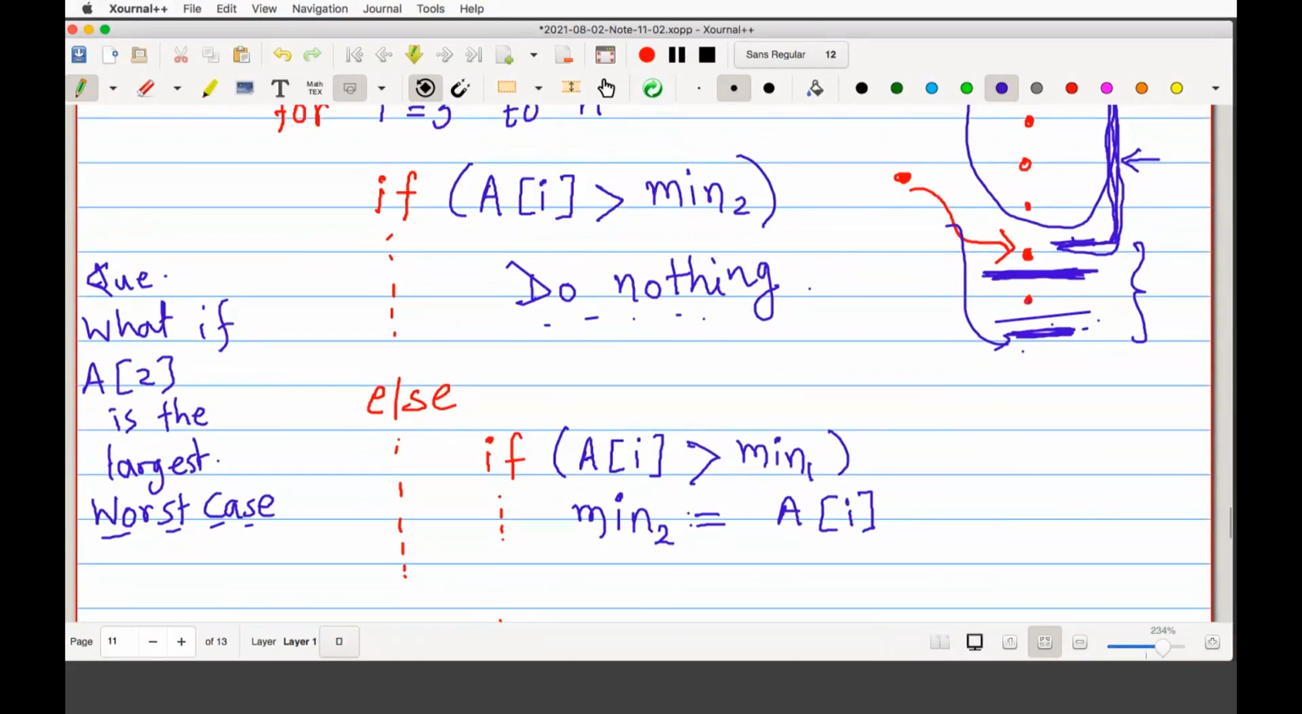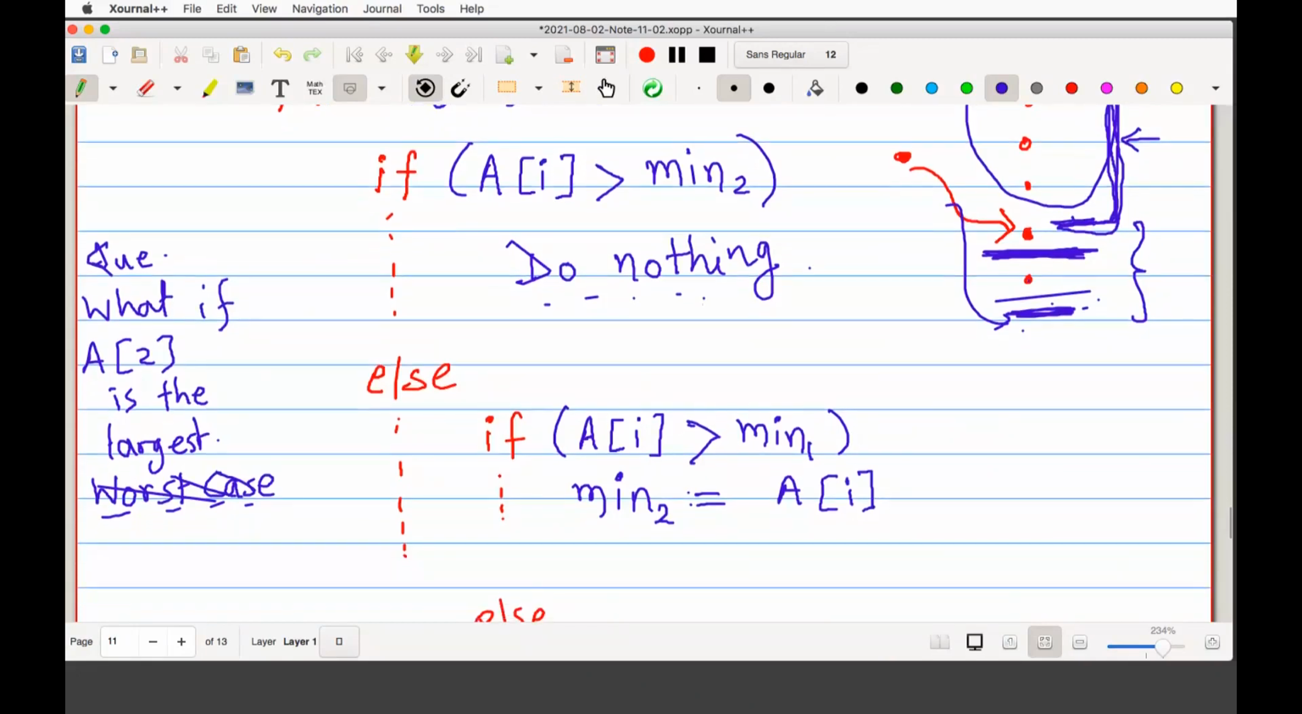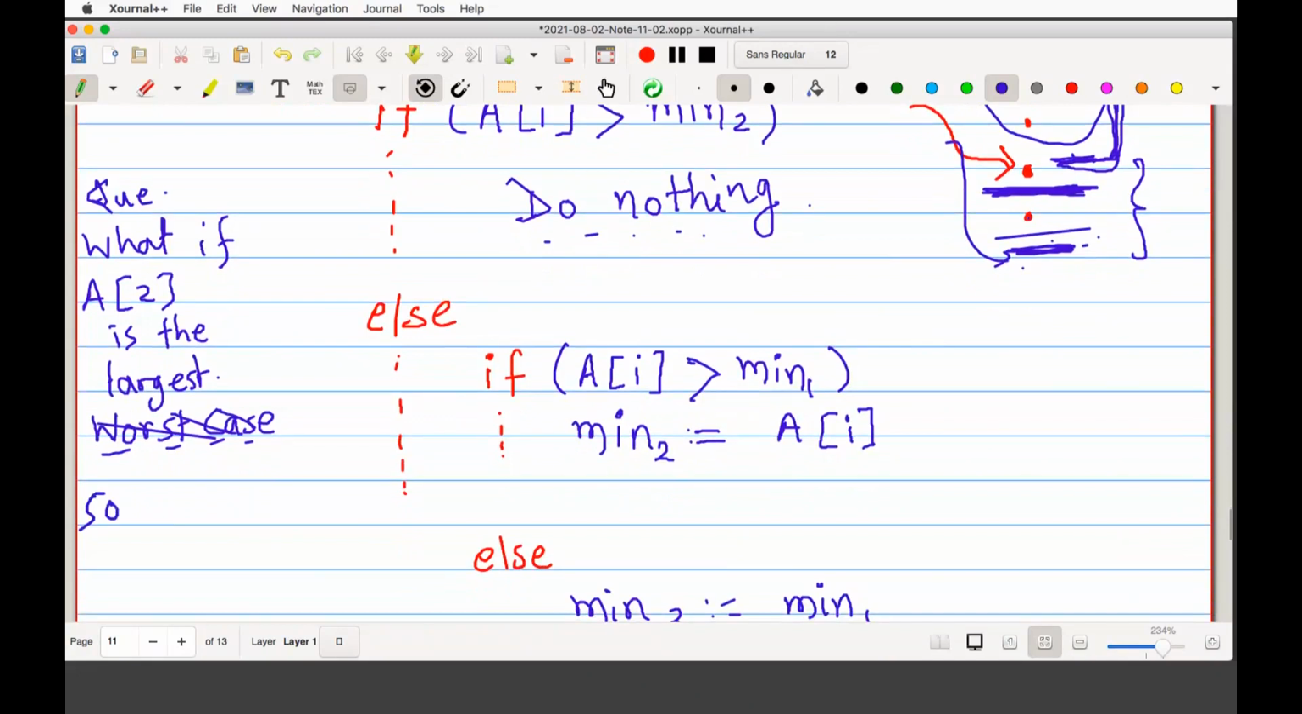Oh, right, right, right. You are right. So yeah, it doesn't make sense. I take it back. A2 being largest is not the worst case. Sorry. So what would be really the worst case for this algorithm? I guess I want Ai to be always less than min2. Yeah, if it's in decreasing order, then it's the worst case.